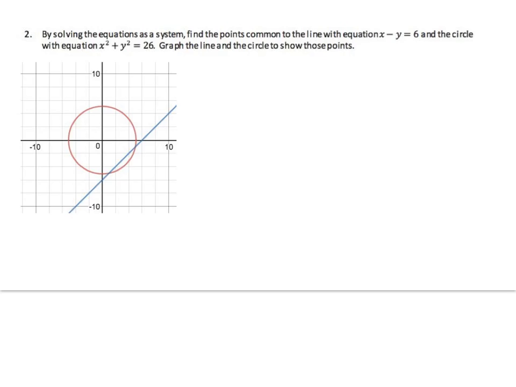Okay, by solving the equations as a system, find the points common to the line with equation x minus y equals 6 and the circle x squared plus y squared equals 26. Graph the line and the circle to show those points. So I did that using Desmos. Looks like I have two solutions. So let's go ahead and try to solve it. I'm going to solve this one for x and plug it in.